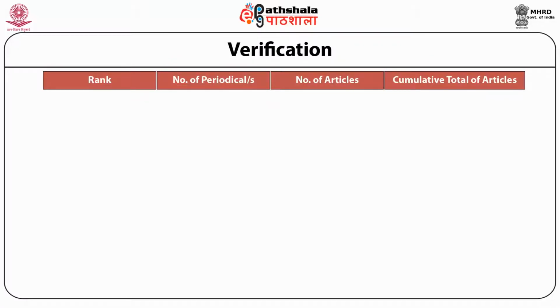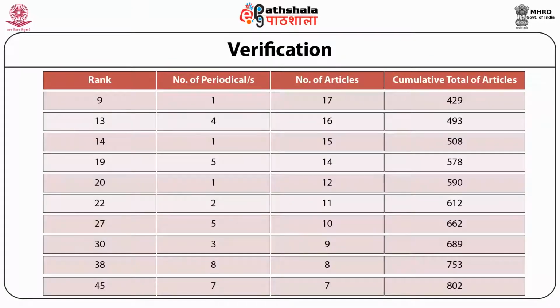In this we find the rank number 9, which has 1 periodical, 17 articles, and cumulative total is 429. And the last rank here is 30, where the number of periodicals is 3, number of articles is 9, and cumulative total is 689. This is showing table 2.